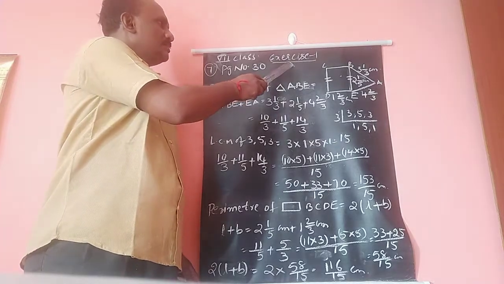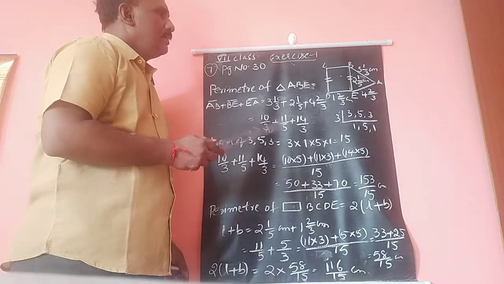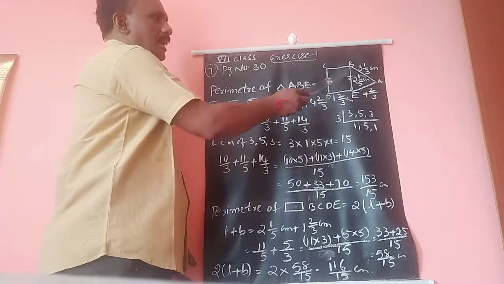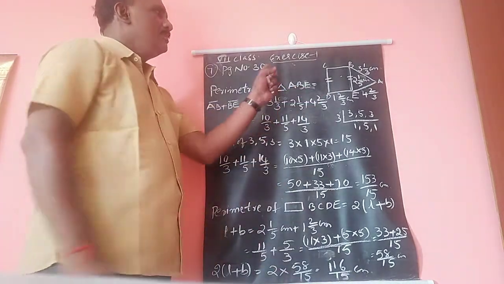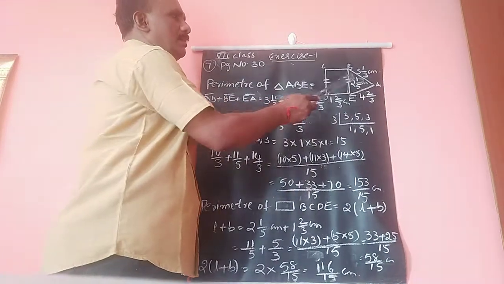The exercise 1 fraction chapter, 7th problem, page number 30. Here, they gave one rectangle and a triangle. The problem is in the textbook. Once you read that problem, what is given there means one rectangle and a triangle.